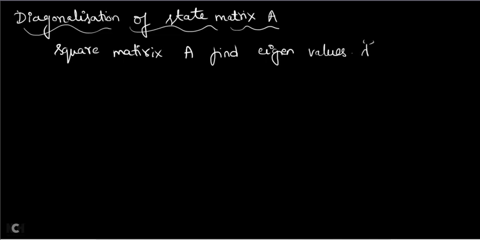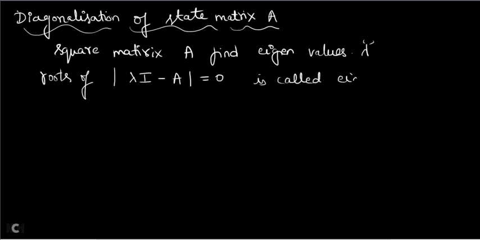Lambda is the representation used for eigenvalues. How will you find? Your eigenvalues are found by determinant of lambda I minus A is equal to 0. Determinant of lambda into I, where I stands for identity matrix, minus A is equal to 0. And whatever the roots you get, that is, the roots of this equation, are called eigenvalues lambda. You can get 2 eigenvalues or 3 eigenvalues like that.